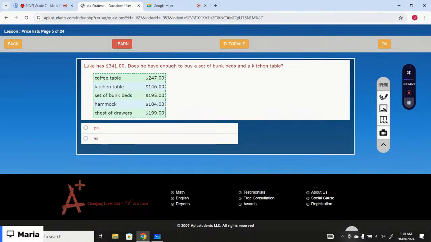Luke has $341. Does he have enough to buy a set of bunk beds and a kitchen table? So which is the correct option?